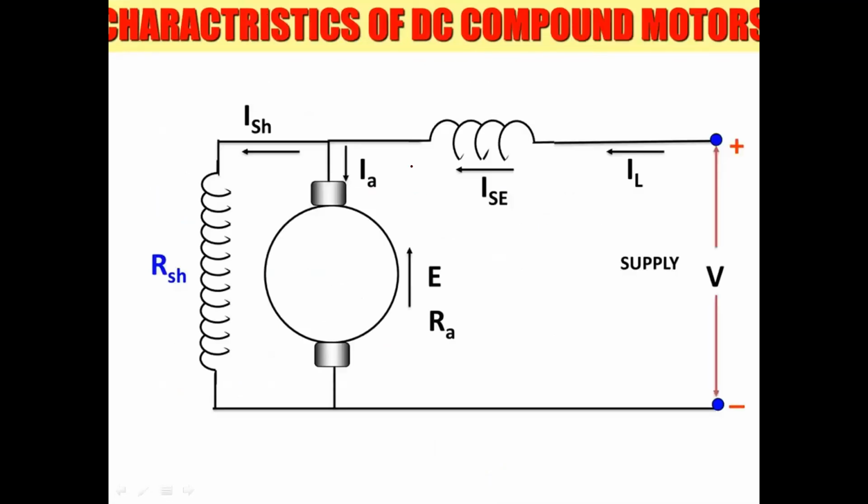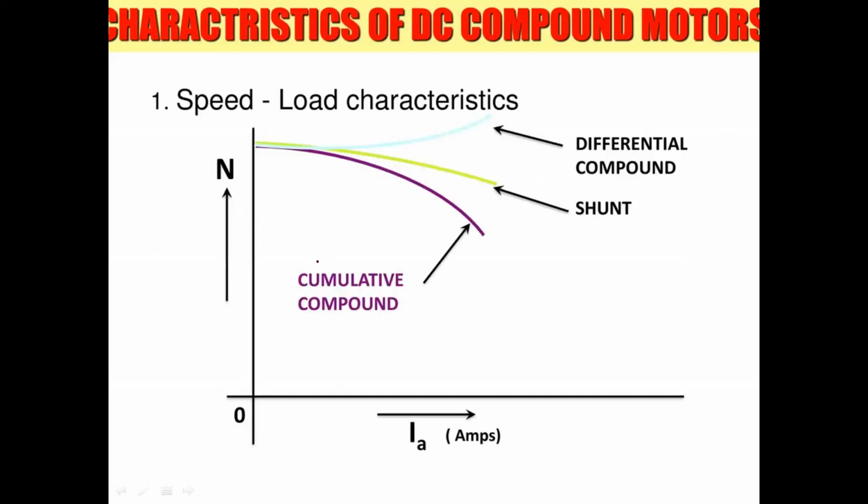Next, compound motors. Compound means having both series and shunt windings. That means the characteristics are also in between the series and shunt motor characteristics. We know that these are the shunt motor characteristics, speed armature current characteristics for the shunt motor. Cumulative compound means this is the characteristic. Differentially compound means this is the characteristic.